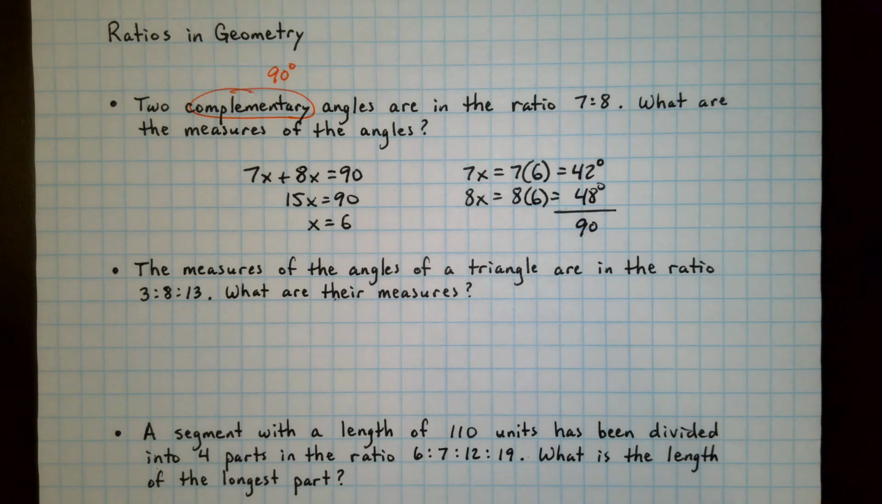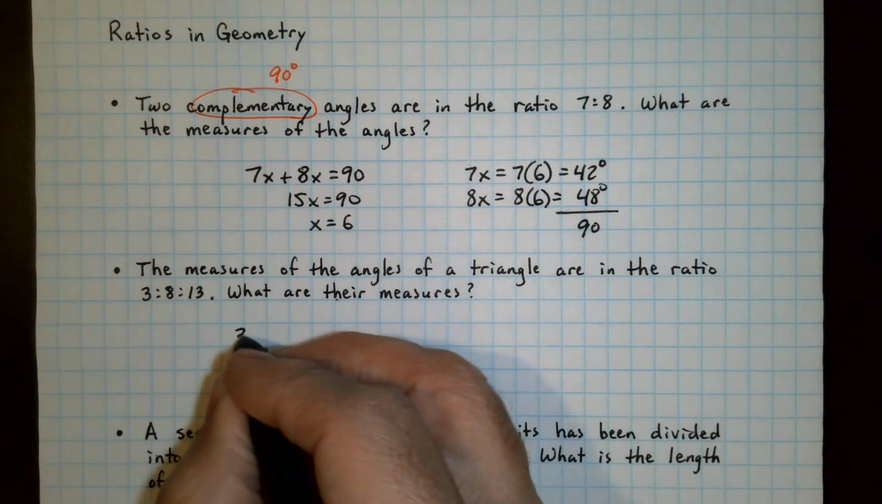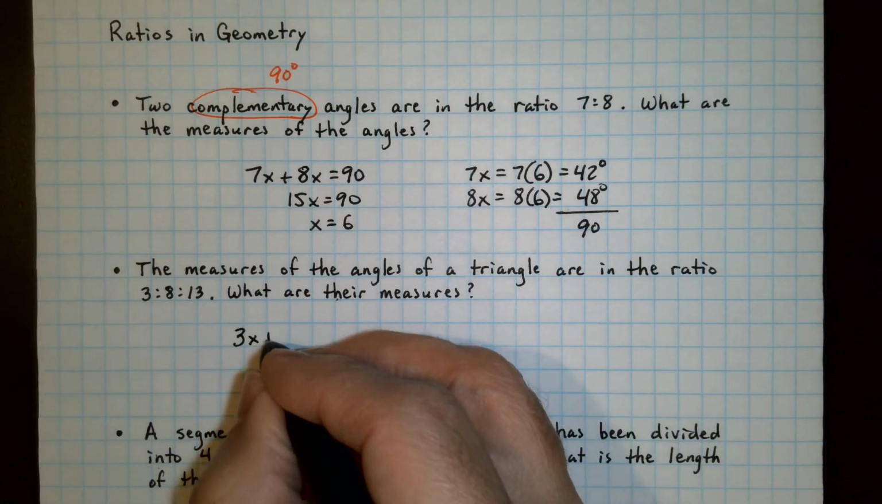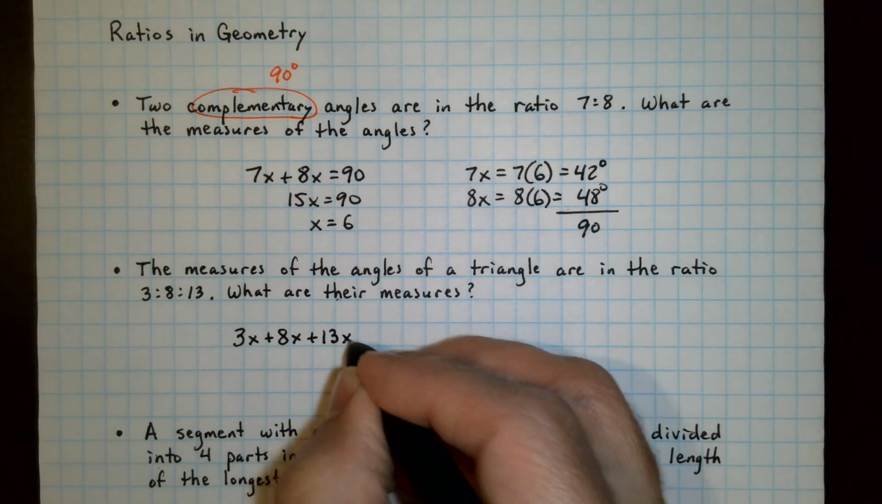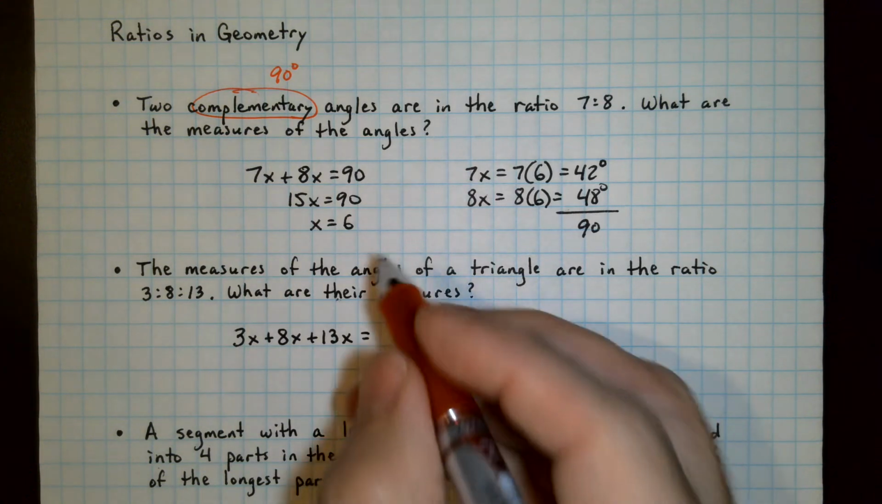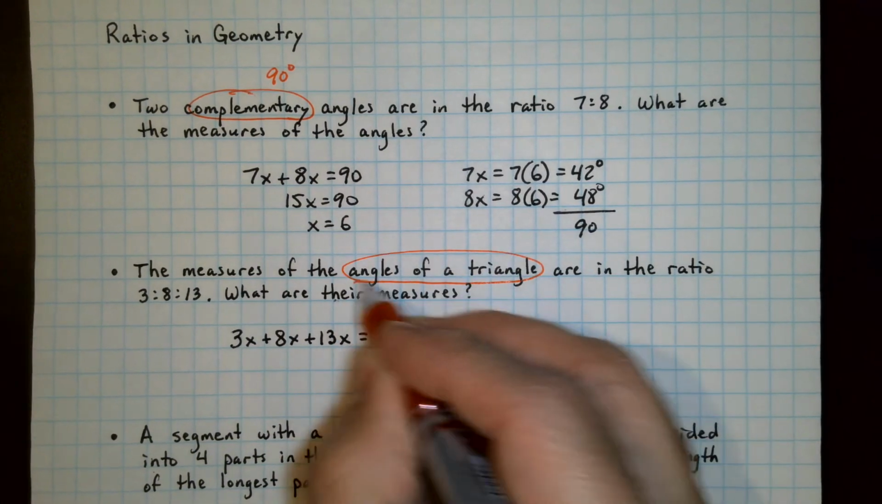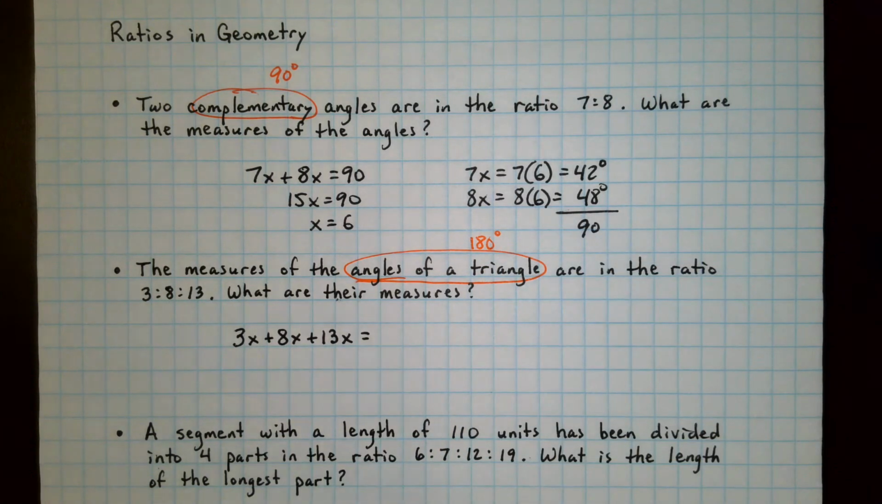Well, this is not limited to only two values in the ratio. As long as you have a ratio and the total, you can do it for as many values as you're given. So here in the second example, we have a 3, so we're going to write 3x. We have an 8 and we have a 13. The total, since these are the measures of the angles of a triangle, we know that's going to be 180 degrees, so that's our total in the equation.